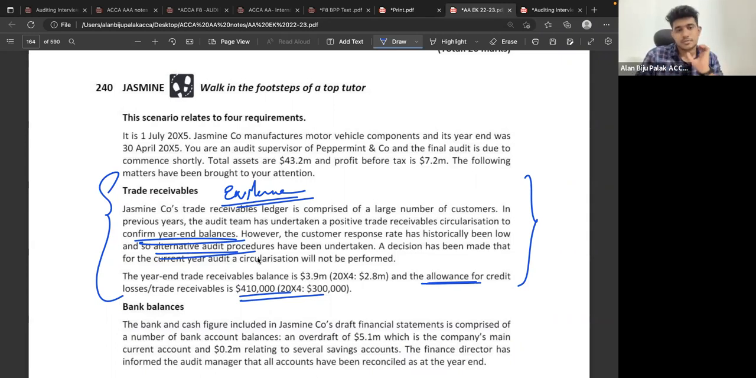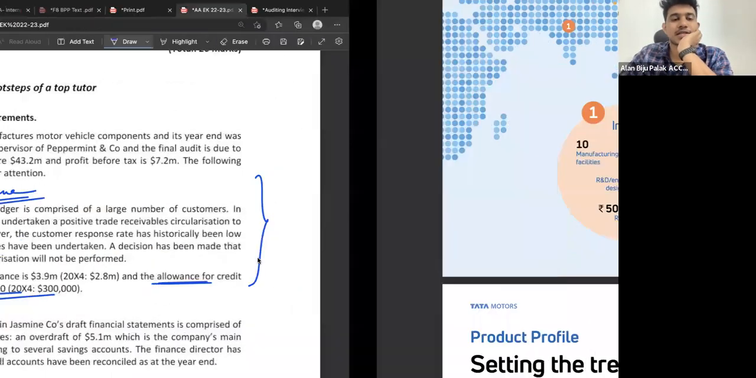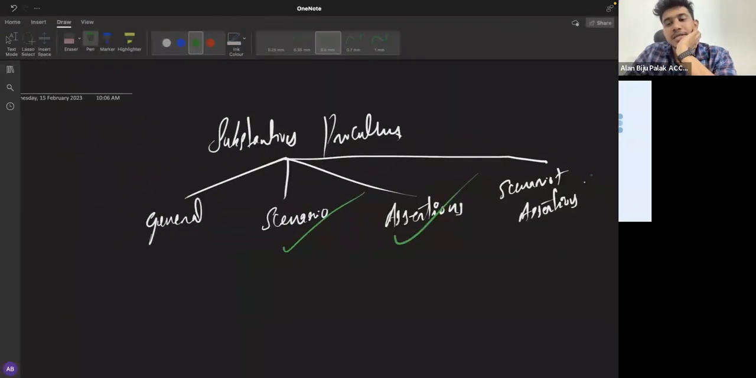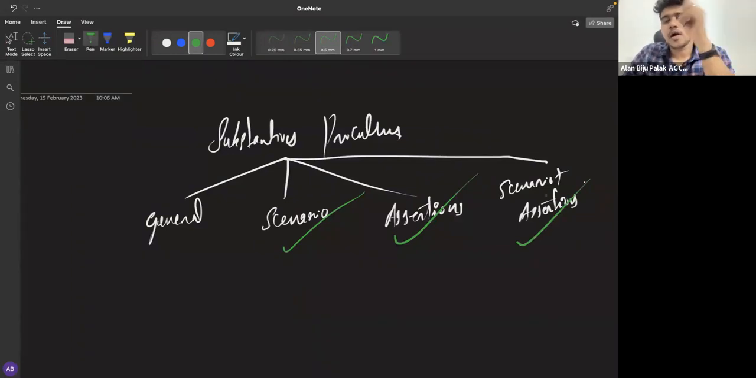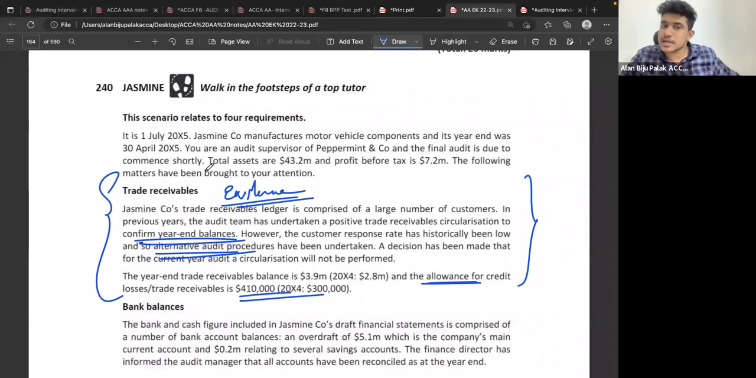Clear? Okay. So this is what we consider as scenario plus assertions, whereby we have a scenario and they will also be asking questions on the basis of assertions. Clear, everyone? Sir, only a doubt. Yes, please. Receivables balances are created on the basis of sales, but the allowance for receivables, sorry, the allowance for credit losses, is on the basis of trade receivables. Okay.